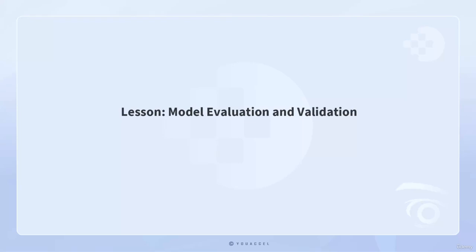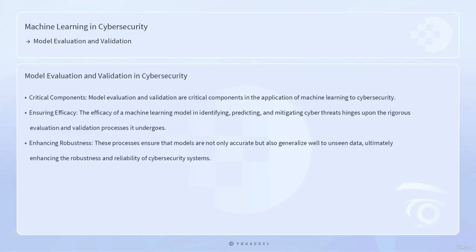Lesson: Model Evaluation and Validation. Model evaluation and validation are critical components in the application of machine learning to cybersecurity. The efficacy of a machine learning model in identifying, predicting, and mitigating cyber threats hinges upon the rigorous evaluation and validation processes it undergoes. These processes ensure that models are not only accurate, but also generalize well to unseen data, ultimately enhancing the robustness and reliability of cybersecurity systems.